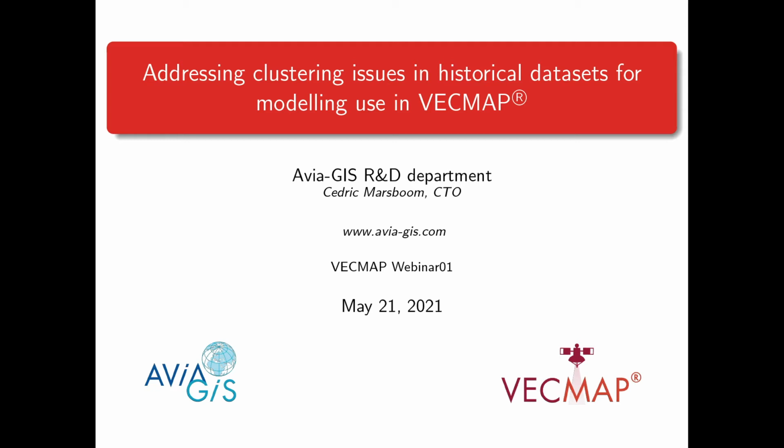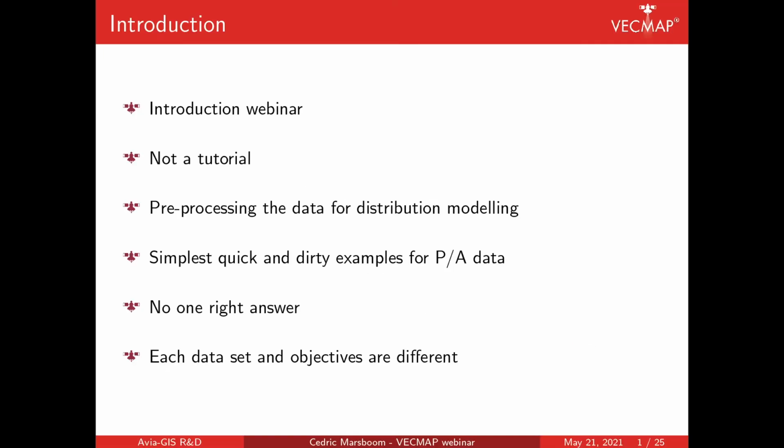So I will be talking about, like he said, addressing clustering issues in historical data sets, which you want to use for modeling in VECMAP. So this is just an introduction to the clustering. Given it's a 20-minute webinar, it's not possible to do a tutorial in such time. So I will give a couple of examples of techniques that you can use to deal with clusters in your data sets. I will discuss the two by far most used techniques to deal with these clusters, and for each of the groups I will give a quick and dirty example which you can use for presence absence data to have a quick test to see how much of a difference something like that would make.